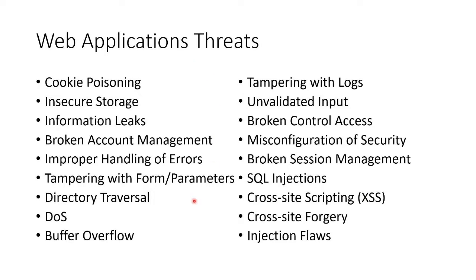We know about most of these already. We could poison or compromise a cookie. The user's private data or their keys or whatever are not stored properly. It's insecure. There is leakage of information. There are broken accounts and they're not managed properly. There's improper handling of errors. There's us tampering with forms and parameters. There's directory traversal and denial of service and buffer overflows.